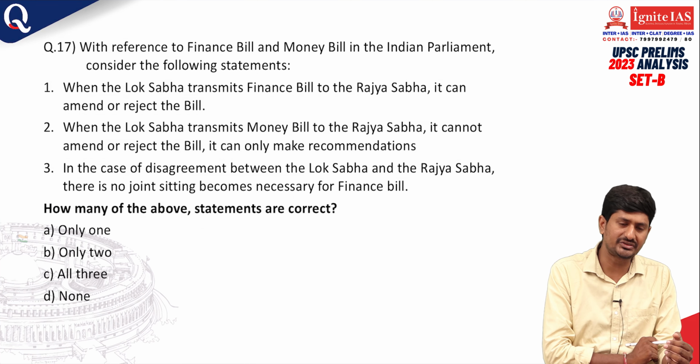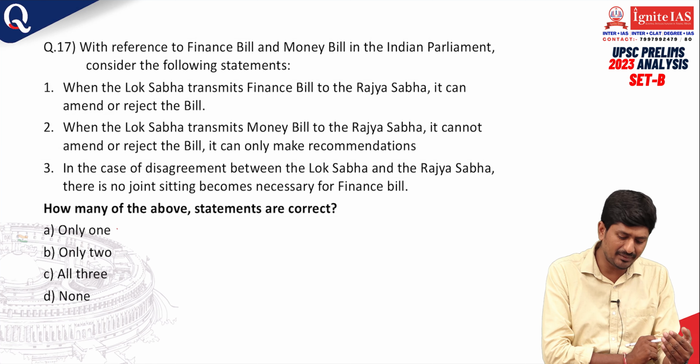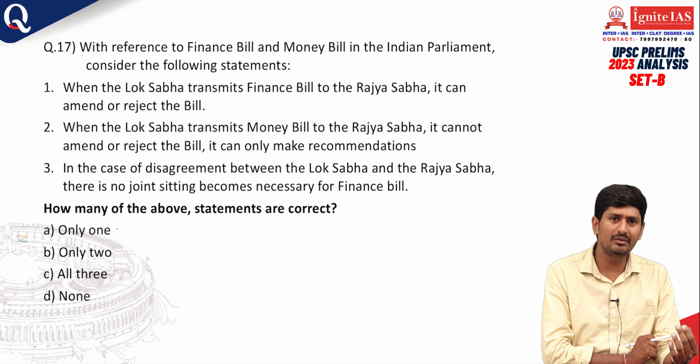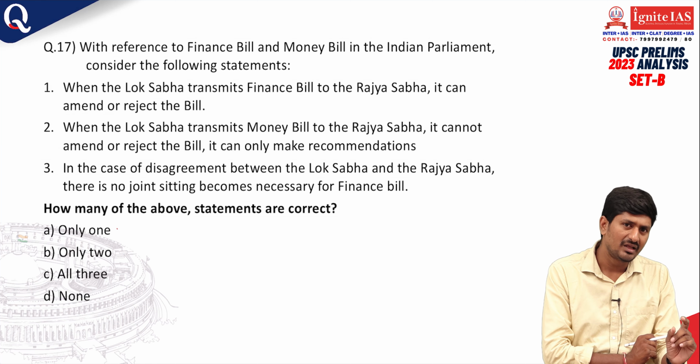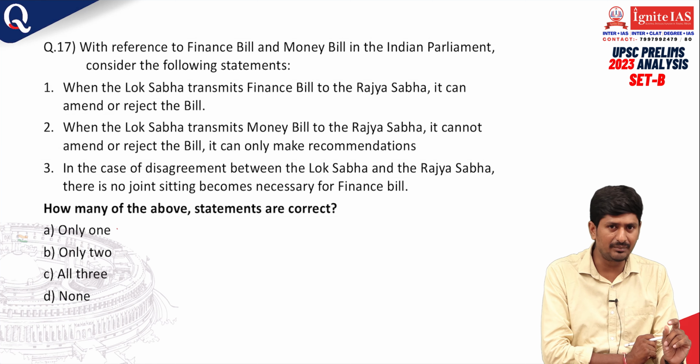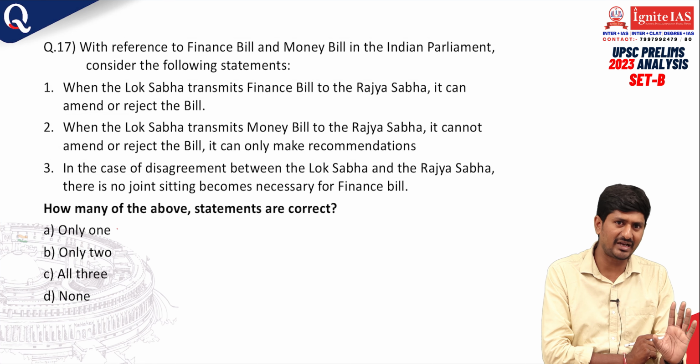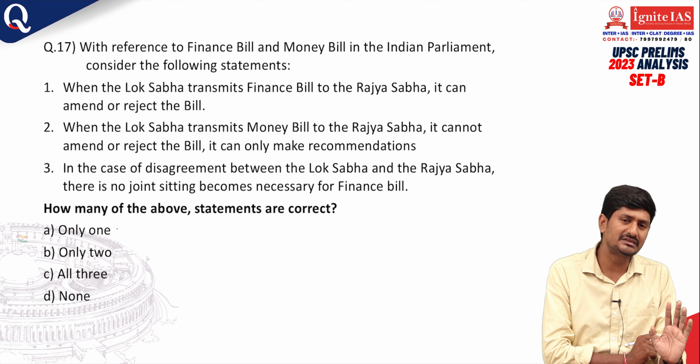Coming to the 17th question, with reference to finance bill and money bill in the parliament, consider the following statements. Okay, do you know what is finance bill, what is money bill? Even finance bill and money bill, both are money bills only. Because if you look at the phases of enactment of the budget, we will come across 3 important phases. One is voting on demand for grants, second is appropriation bill, and third is the finance bill. Finance bill is something which authorizes the income side of the government. So the taxation proposals are usually mentioned in the finance bill.